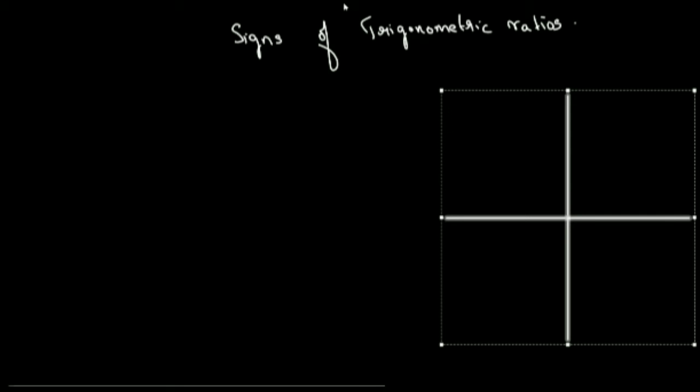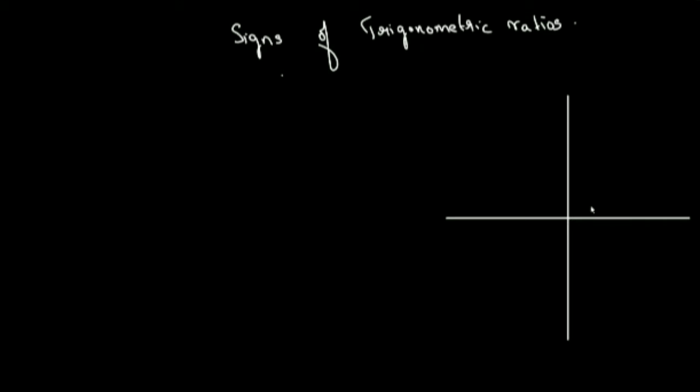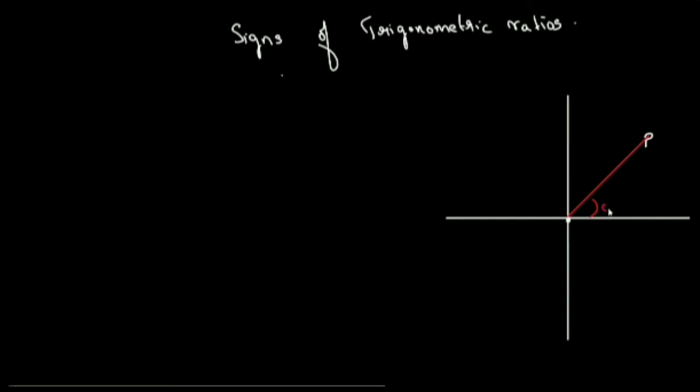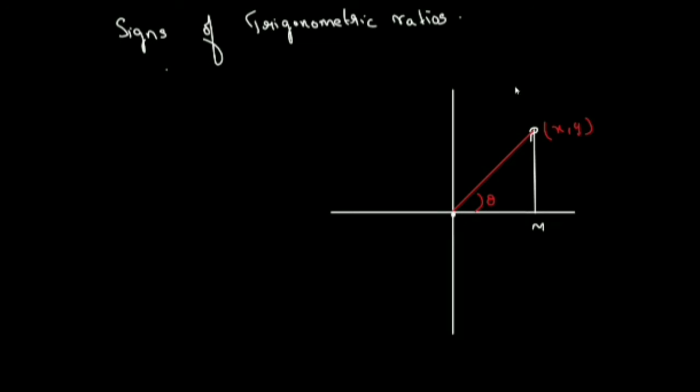Signs of the trigonometric ratios. If theta is in the first quadrant, let us see what will be the ratio. Take a point P here. Suppose this point P is making an angle theta with the x-axis. The point P is (x, y). Theta is in the first quadrant.